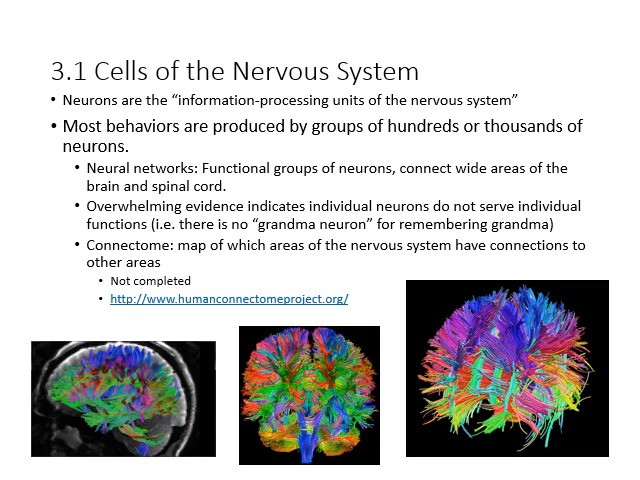Okay, so neurons are the information processing units of the nervous system. Most behaviors are produced by groups of hundreds or thousands of neurons, so individual neurons don't typically have their own individual function. There used to be this idea that there's like a grandma neuron. In some of the memory areas of the brain, people thought that there was a single neuron that encoded the memory of your grandmother.